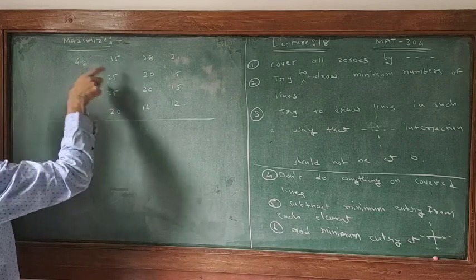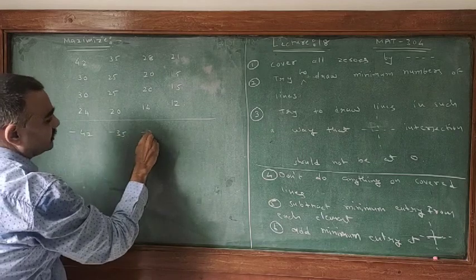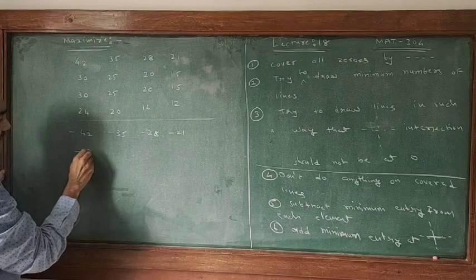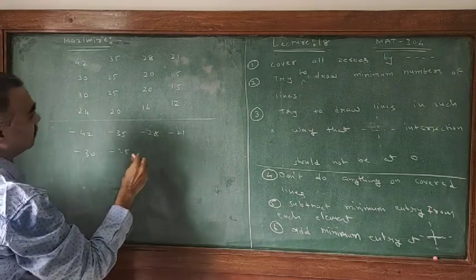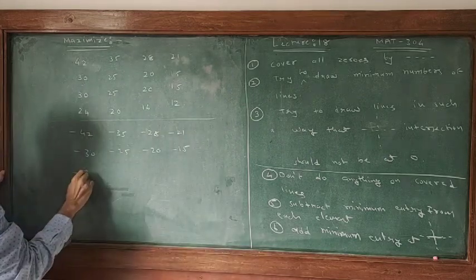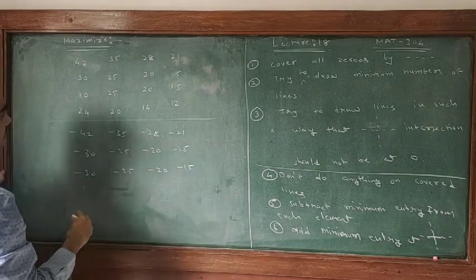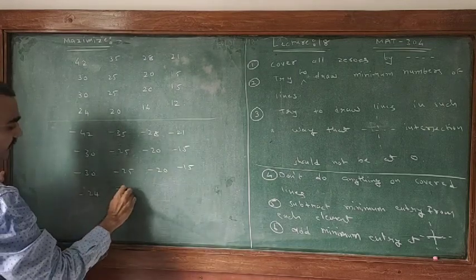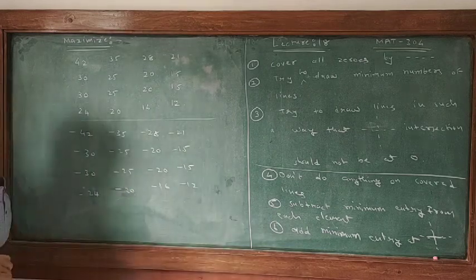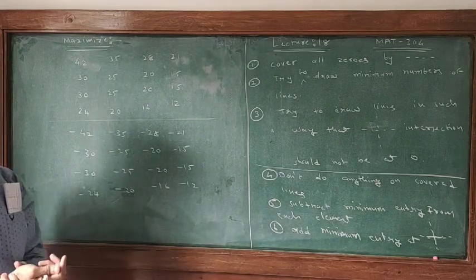We have to take the negative of each number. Means minus 42, minus 35, minus 28 and minus 21, minus 30, minus 25, minus 20, minus 50, minus 30, minus 25, minus 20, minus 50, minus 24, minus 20, minus 16 and minus 12. So we are taking the negative entry of each of them.